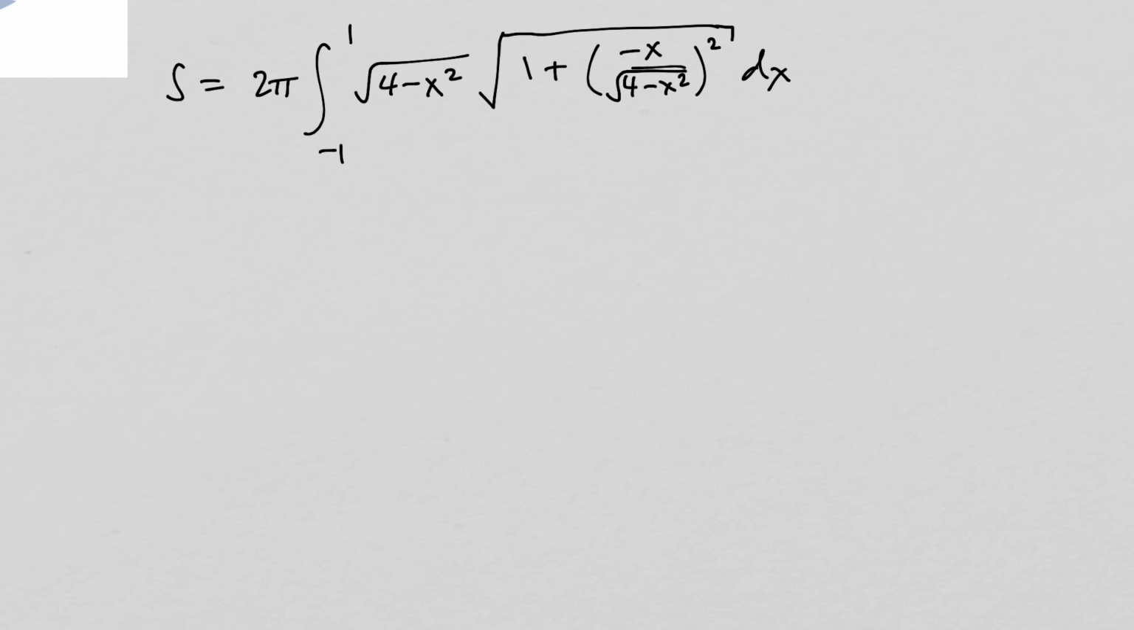So let's go ahead and work on the inside of the radical. I'm going to do that separately here. So what we have there is 1 plus, and then negative x quantity squared is the same as x squared. And then when you square the radical here, you just get the inside, which is 4 minus x squared. So we can write this as 4 minus x squared over 4 minus x squared.